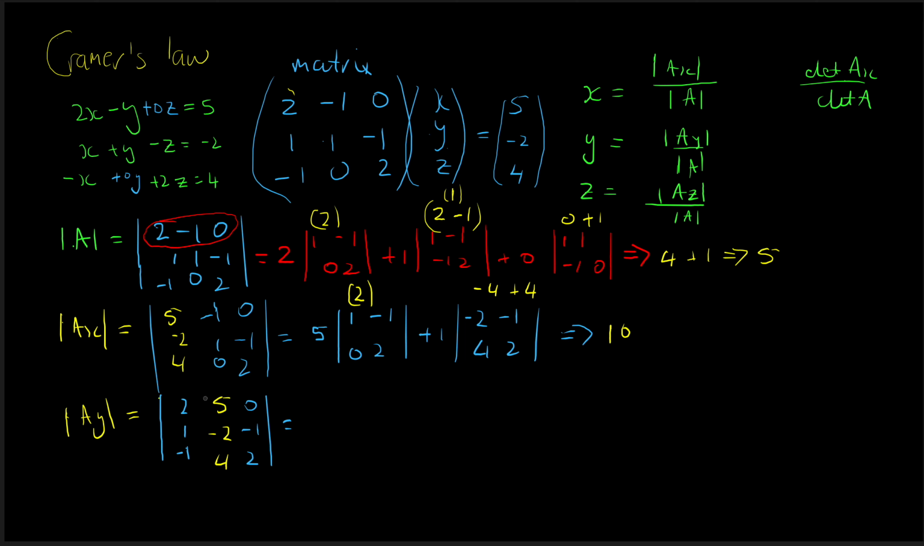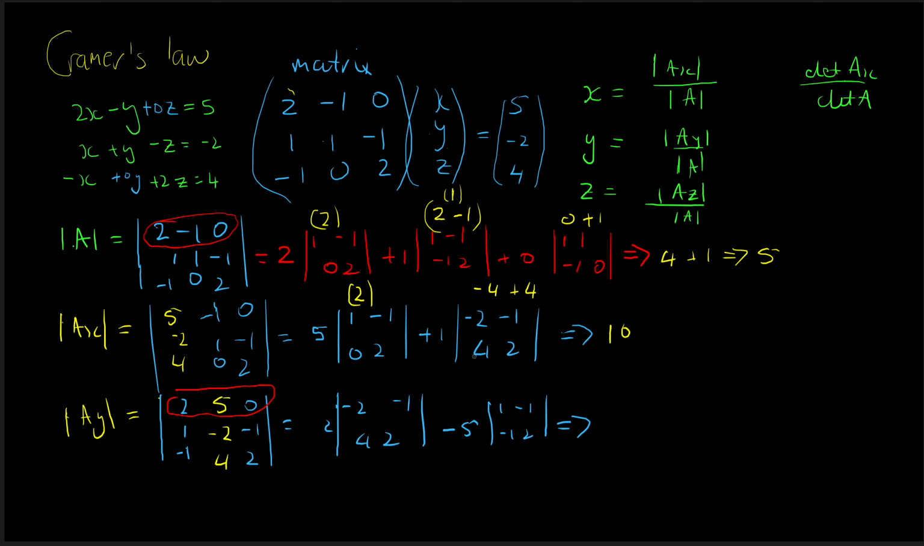Okay, so let's take again the first row. So we're going to still look at the first row over there. And we're going to say 2 multiplied by the cofactor of 2, which is minus 2, minus 1, 4, and 2. Minus 5, remember it's always a minus for the second element. And then the cofactor of 5 is going to be 1, minus 1, minus 1, and 2. And then the last one is 0 multiplied by the cofactor, and that's going to be always 0.